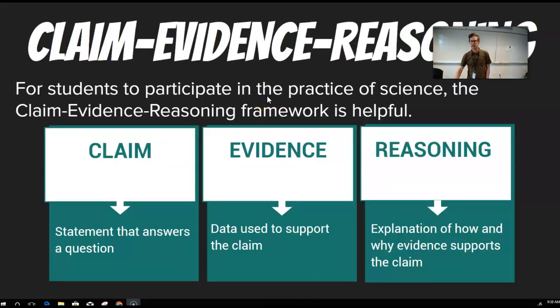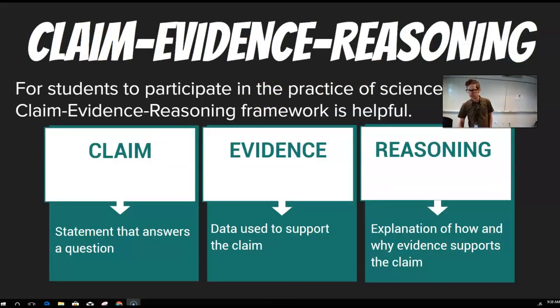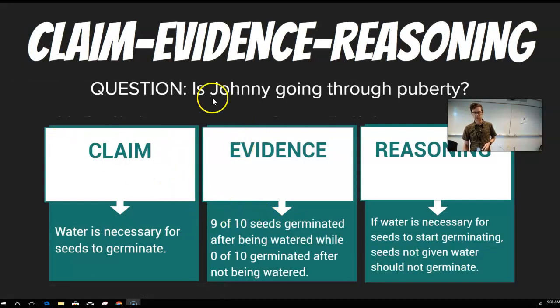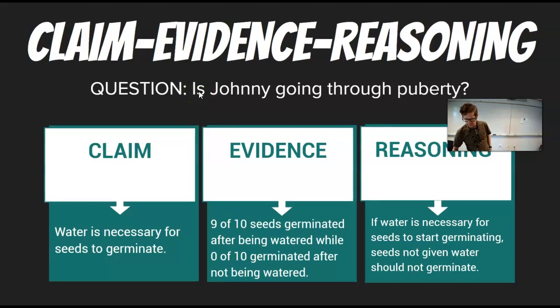Okay, and now let's transition this into our claim, evidence, and reasoning framework, just to see how the experiment was one way to fill out this little framework. So remember, a claim, that's our statement that answers a question. Our evidence is the data that we use to support the claim, and our reasoning is how and why the evidence supports the claim. So looking at our little experiment, and once again, apologies, this is not the right question.